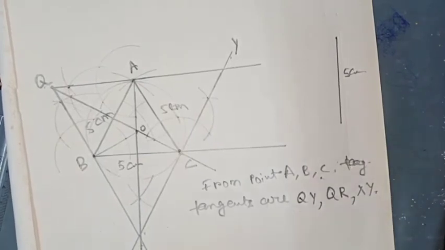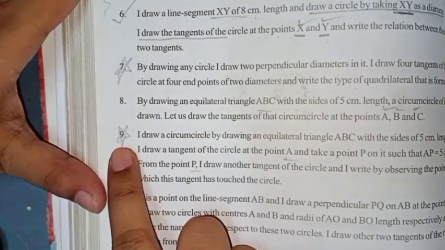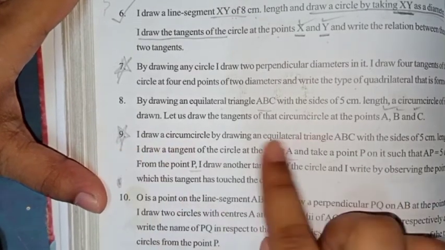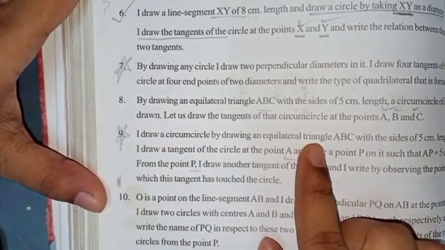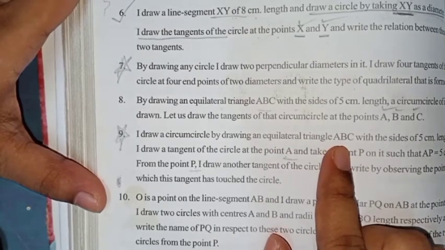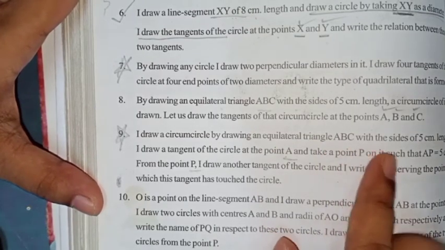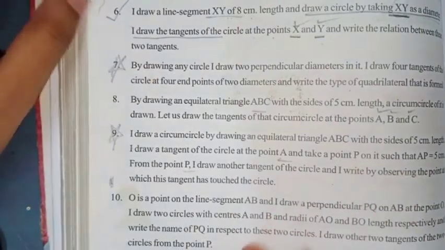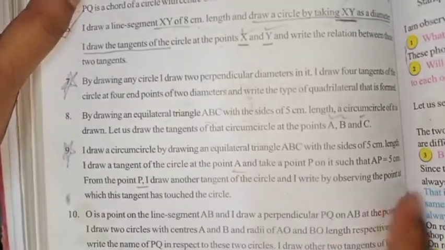Okay, complete this one. Class 10. Now see question number 9. It is written, I draw a circumcircle by drawing an equilateral triangle ABC. So we have to draw equilateral triangle ABC with the sides of 5 cm. Means each side will be 5 cm length.